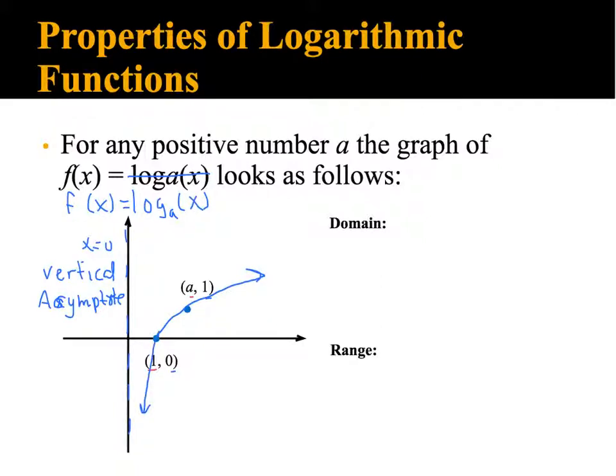Now the other thing I wanted you to know is the domain. If you remember, you said that the domain was from 0, but we don't include 0 because of the asymptote, to infinity. And the range is from negative infinity to infinity. Now, I want to focus on domain. The goal here is to be able to find the domain in an algebraic way.